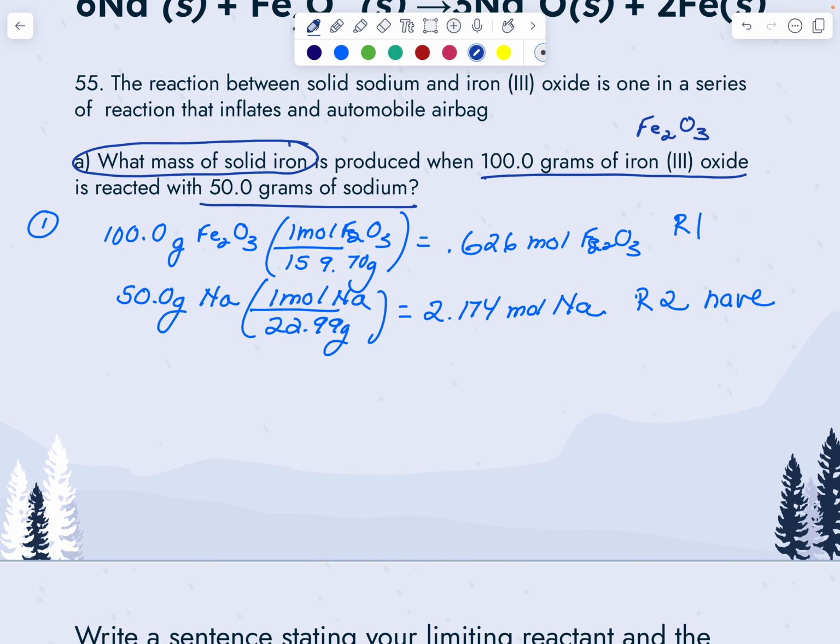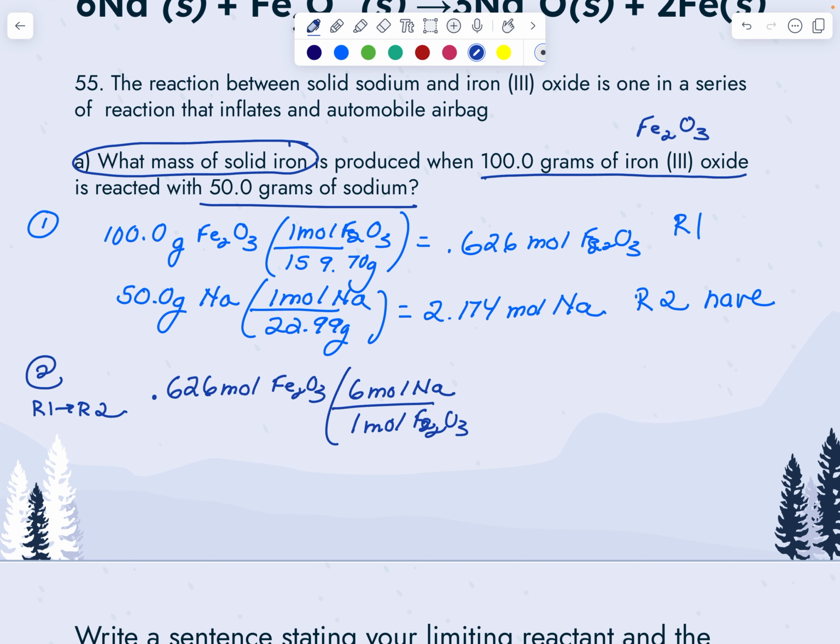The second step here is going to be converting reactant 1 to reactant 2 using the balanced chemical equation. So basically answering the question, if I were to use 0.626 moles of Fe2O3, how many moles of sodium would I need? And this tells me that I will need 6 moles of sodium for every 1 mole of Fe2O3 that I have. And so therefore I will need to use 3.757 moles of sodium needed.